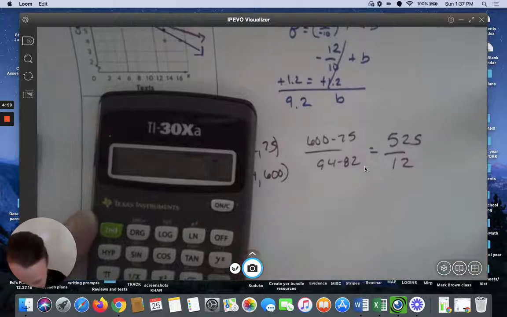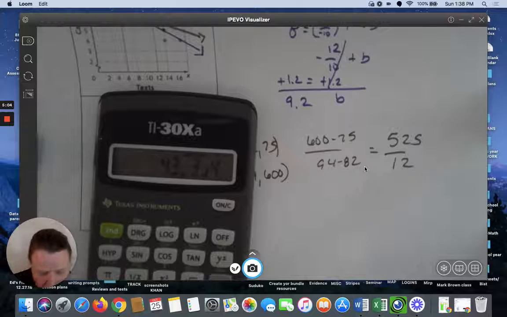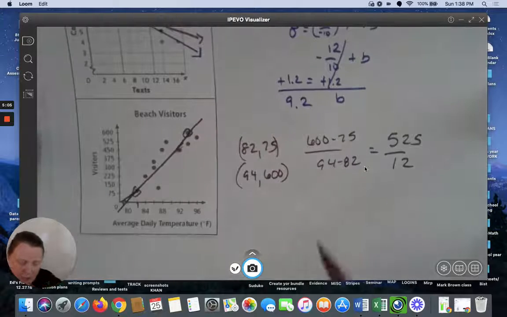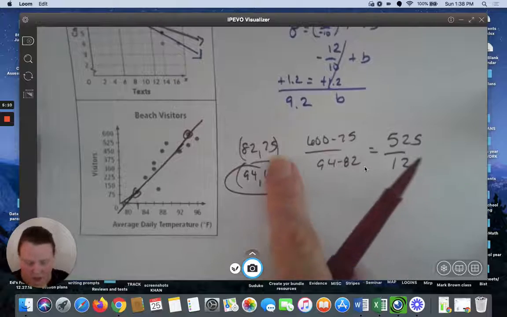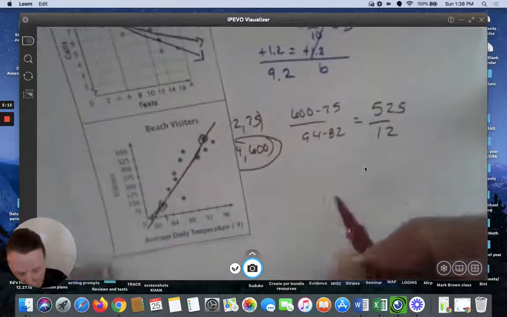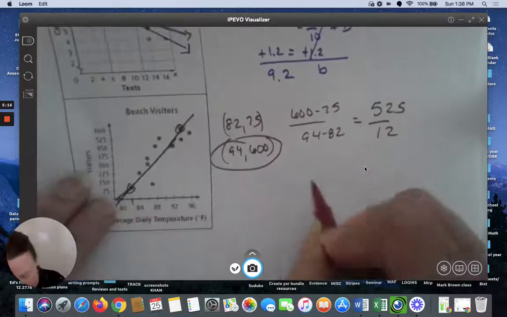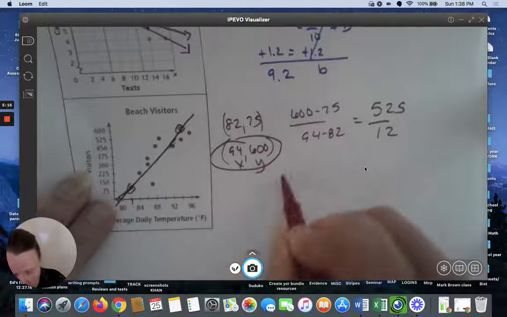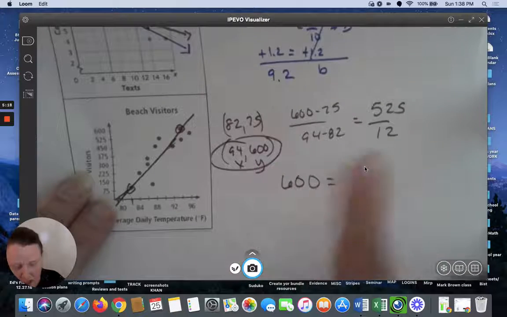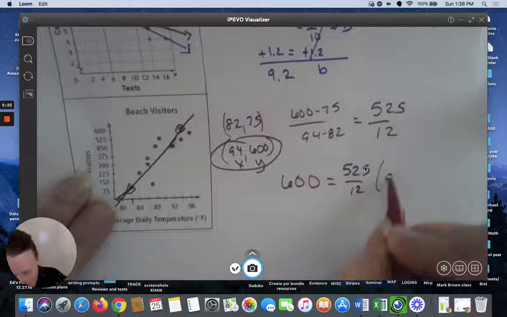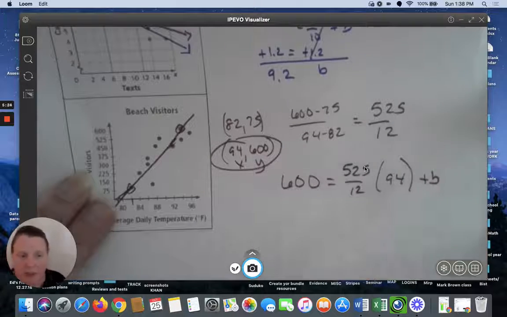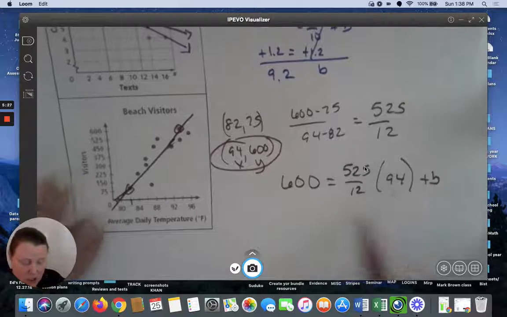I'm going to just check and see if it reduces to anything nice. I don't think it does. Yeah, not too nice. And so then again, I'm going to pick a point. I'm going to go with this one because I like working with hundreds better than I like working with 75s. So I'm going to choose that one. So I'm going to have y equals the slope times x plus b.